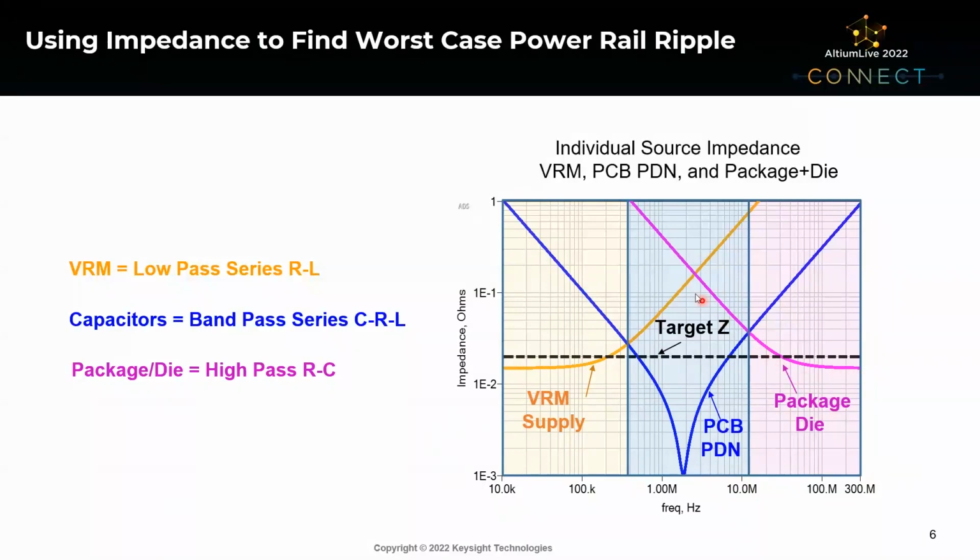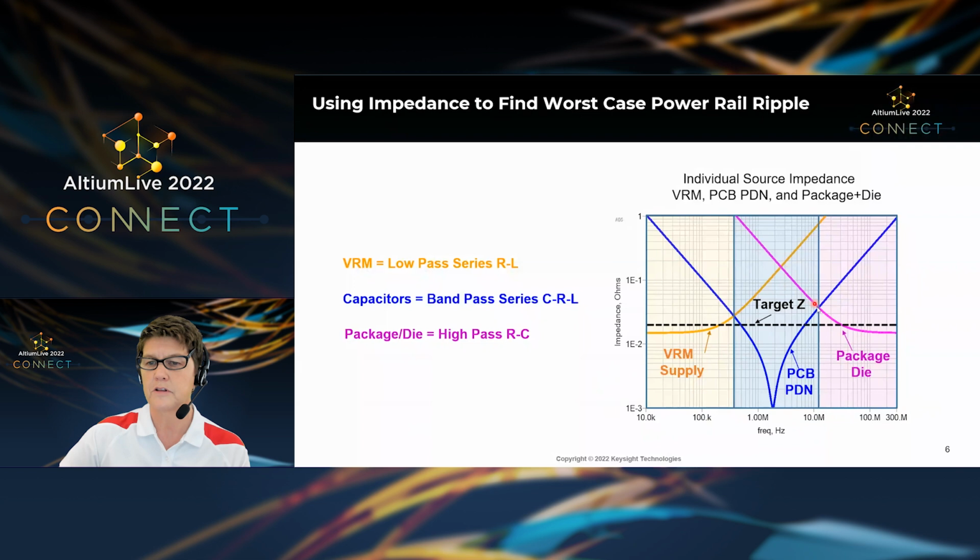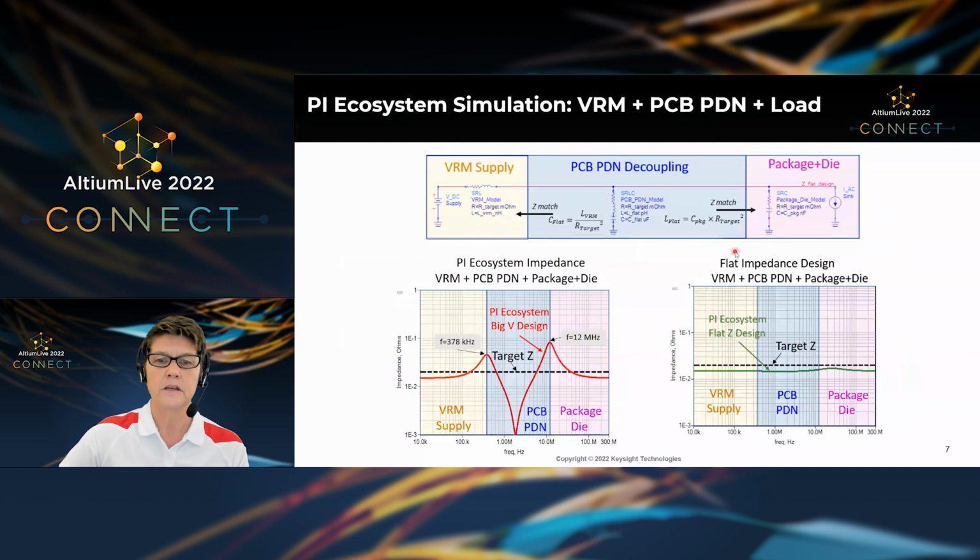of the power delivery. And here you can see the internal capacitance, this decreasing slope here with frequency, decreasing impedance with frequency, is the capacitance inside the package. And at high frequency, that capacitance on die is providing the power delivery to the device. And this high-pass behavior can be modeled as a series RC. If you put these three models together, the series RL for the VRM, the bandpass series CRL for the decoupling capacitors, and the high-pass RC for the package die, we can do a very simple simulation here to show what happens when we put these three impedances and sources of power together in a schematic simulation.